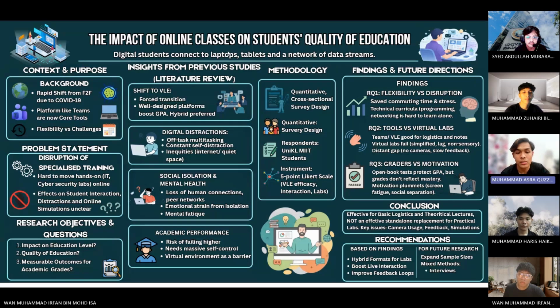The first one is hybrid learning. We can use a hybrid approach by conducting theory classes online and practical sessions face-to-face. This helps students gain both flexibility and hands-on experience. The second one is boost live interaction. Lecturers should encourage more discussion, Q&A sessions, and group activities during online classes. This can improve engagement and reduce student isolation.